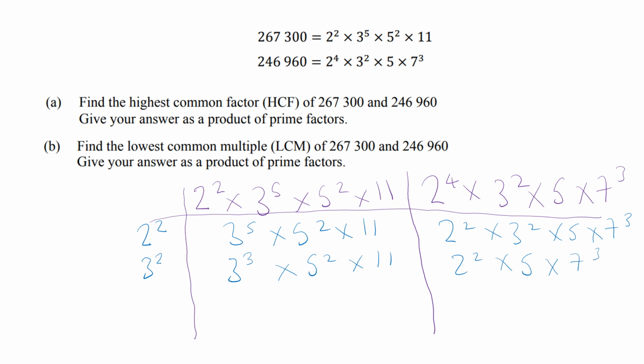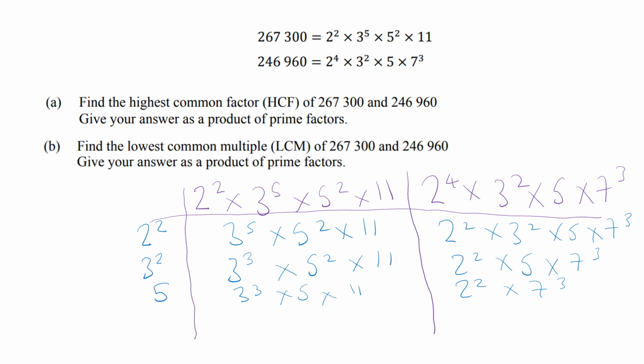Let's take out a 5. Probably going to run out of space here. 3 cubed times 5 times 11, 2 squared times 7 cubed, and I think I'm done, aren't I? Yeah, so these now have no factors in common: 3 cubed times 5 times 11 and 2 squared times 7 cubed.